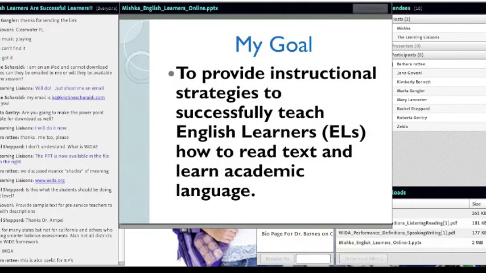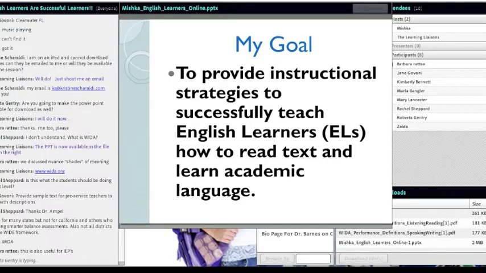So this is my goal today, to provide instructional strategies to successfully teach English learners how to read text and learn academic language. So today we're going to be talking about that. How can we help these students learn how to read? And it's very important for them to obtain academic language, because when ELs learn academic language, they're able to understand what they're reading. We don't want ELs to only learn conversation English. We want them to learn that academic language so that they will be successful in the classroom.